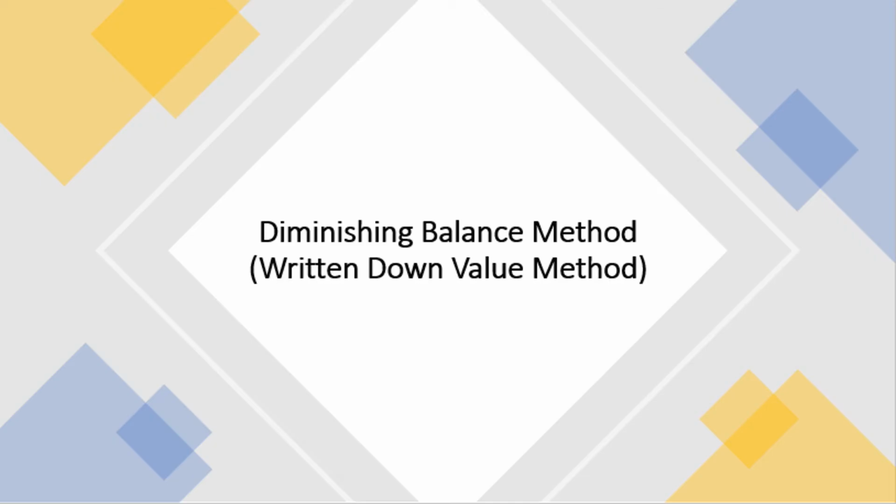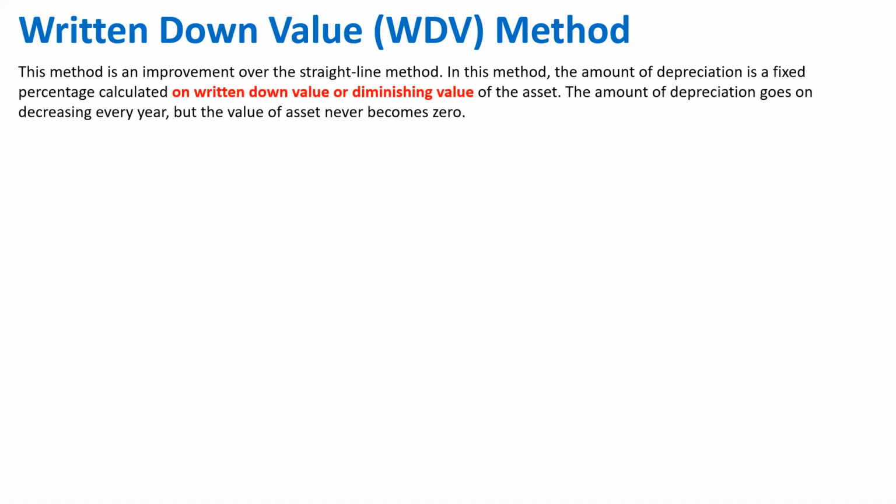Now let's understand the second method, that is the diminishing balance method, and generally this is called the written down value method. So this method is an improvement over the straight line method. In this method, the amount of depreciation is a fixed percentage calculated on the written down value or diminishing value of the asset. The amount of depreciation goes on decreasing every year, but the value of the asset never becomes zero. Okay. So in this case, it is very clear that the asset will be depreciated on the diminishing value. That means after 1 year of depreciation, whatever closing balance you have, the depreciation will be on the closing balance. Correct. It has no relation to the opening balance nor acquisition cost.